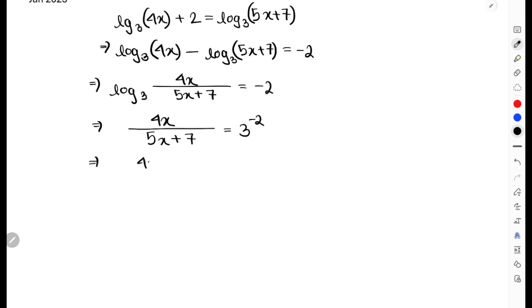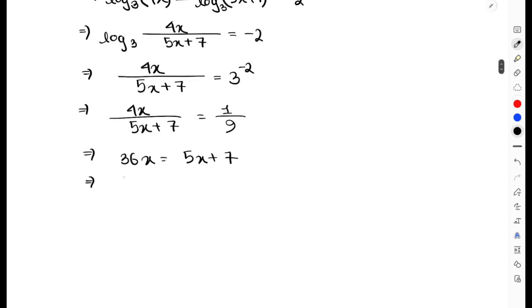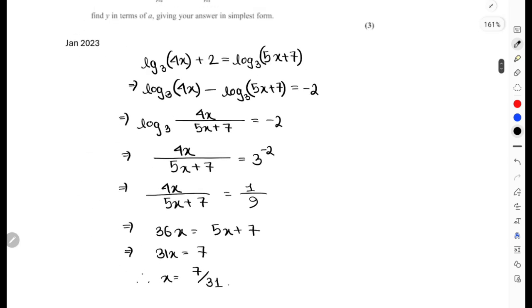So you can just cross multiply it. I'll just write this down for the last step. 1 over 9, and you just cross multiply it. So 9 multiplied with 4 gives you 36x, equals 5x plus 7. You take that 5x to the left hand side, so it becomes 36 minus 5. This is 31x equals 7. Finally, x would be 7 over 31. And that is your final value for x.